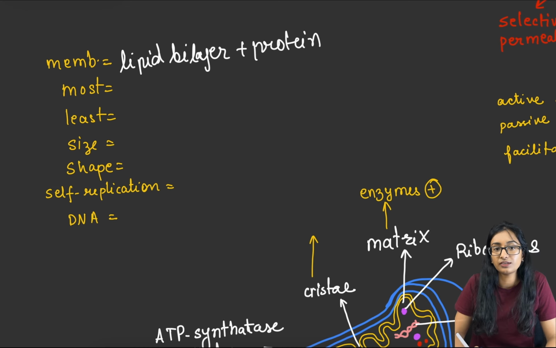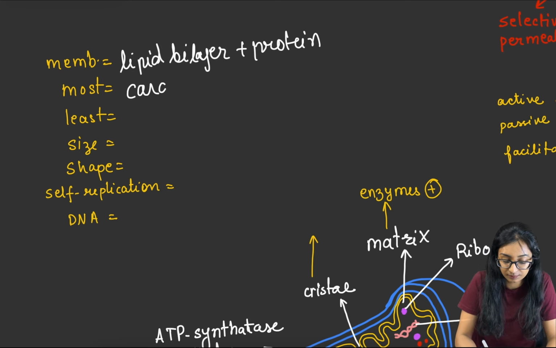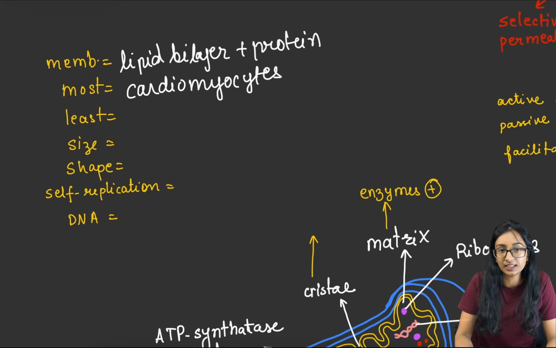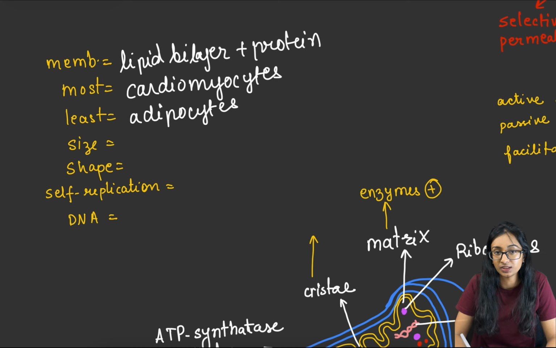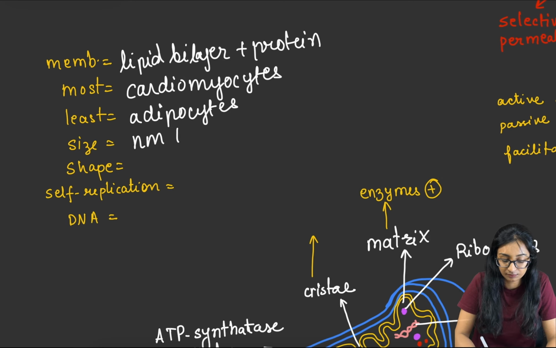Since mitochondria is the powerhouse of the cell, they are present in the greatest number in cardiomyocytes and least in the adipocytes. The size and shape is variable. The size can be from nanometers to micrometers. The shape can be globular or elongated.